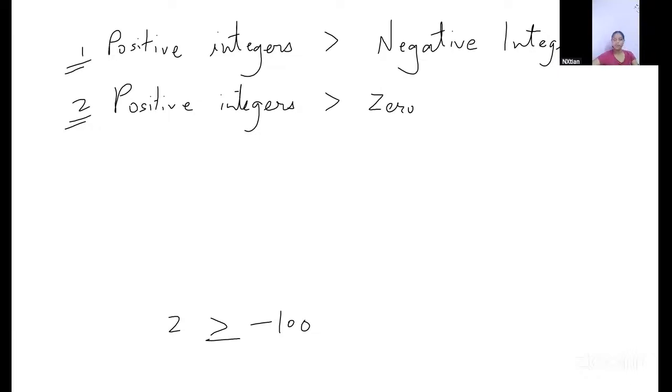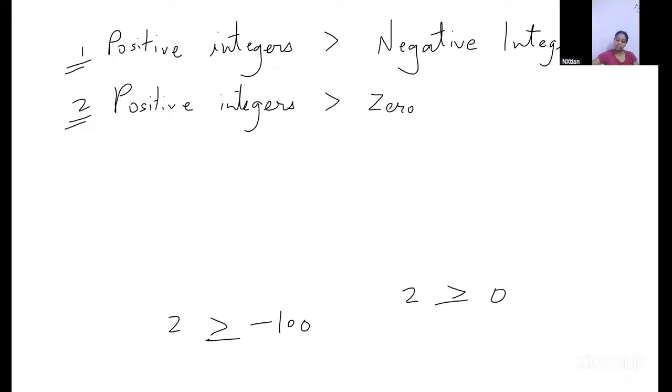All positive integers are greater than 0. This we know, very basic. Between 2 and 0, only 2 will be greater. Positive integers are greater than 0.